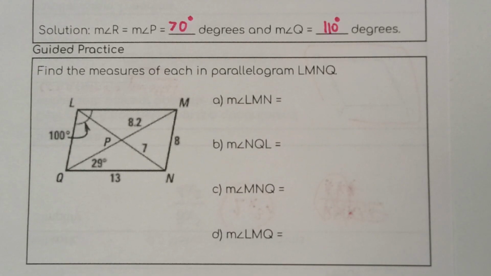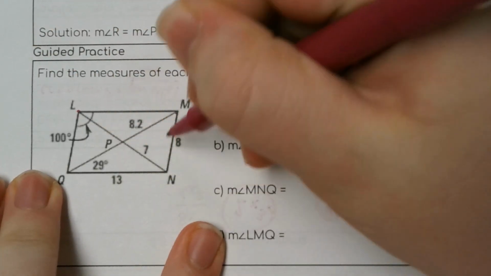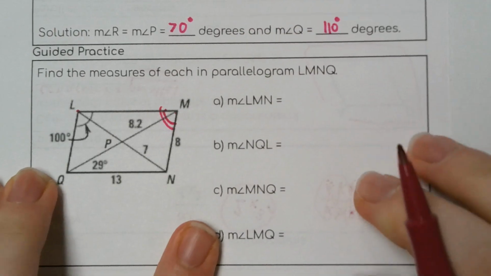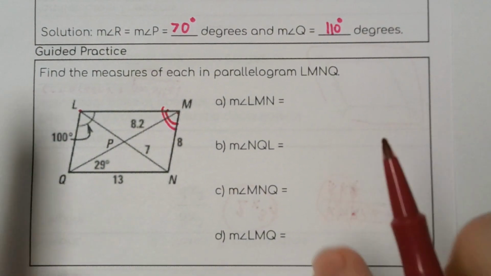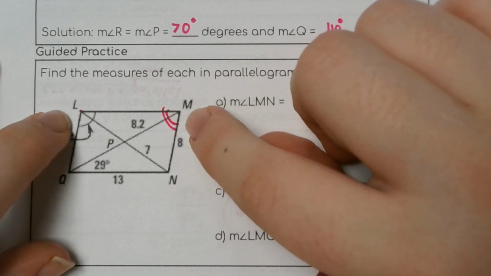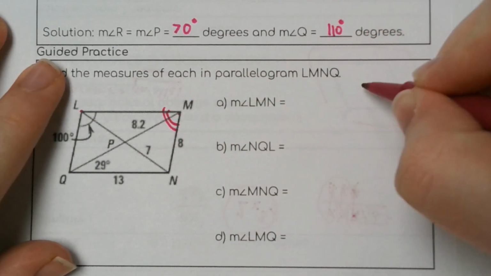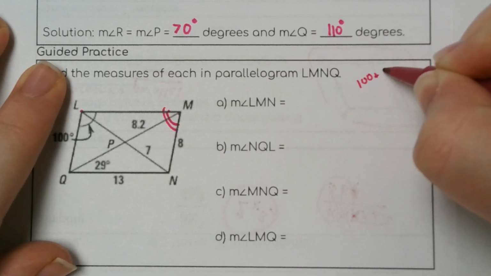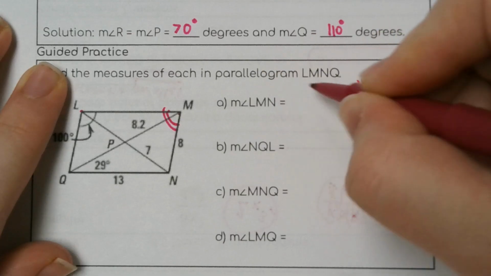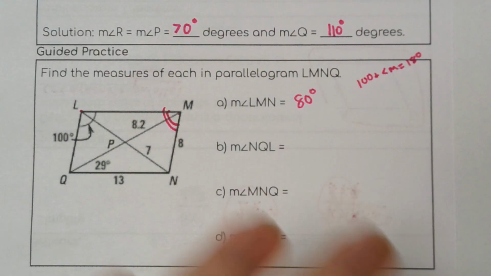Okay, let's go ahead and go over this together. So we want to find the measure of angle LMN, which is this big angle right here. So we have the angle over here, which is 100. What do this angle and this angle add up to? 180. So we do 100 plus angle M equals 180, which would give us 80 degrees if we subtracted the 100.